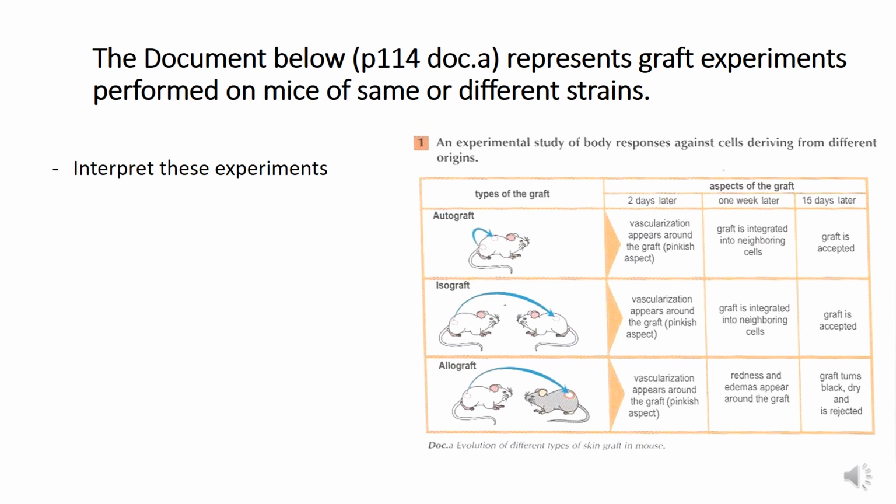Moreover, 15 days later, the graft is accepted only in the cases of autograft and isograft, while it's rejected in the case of allograft where the two individuals are genetically different. This shows that the rejection occurs within 15 days and the success of the graft happens only when the two individuals are identical or when it's done in the same body.